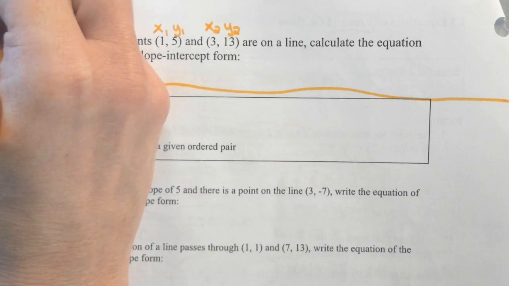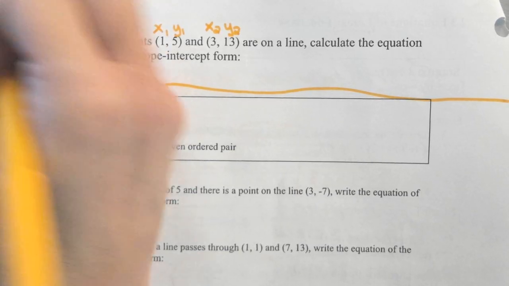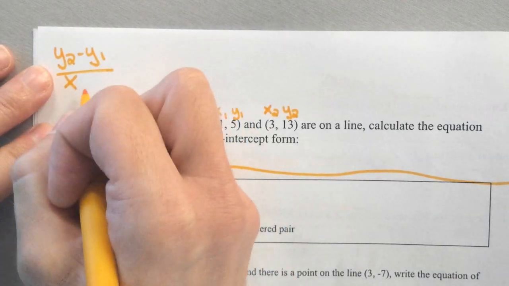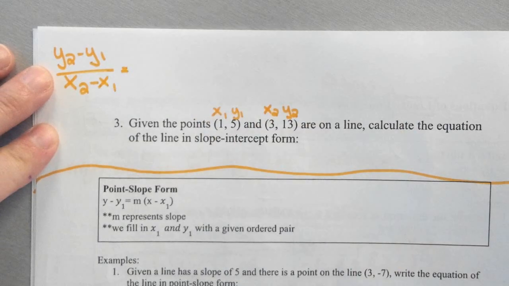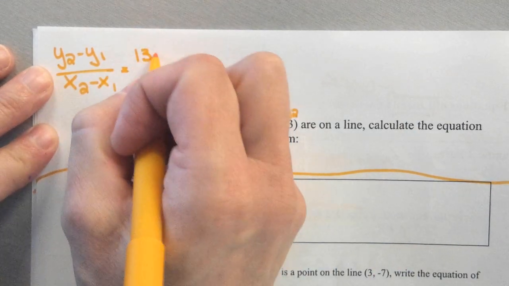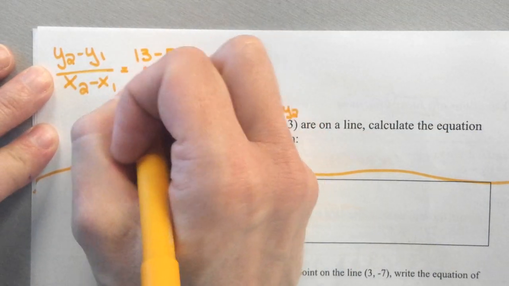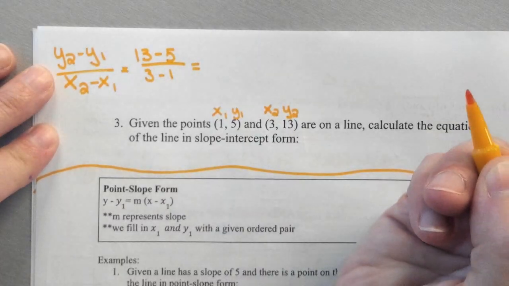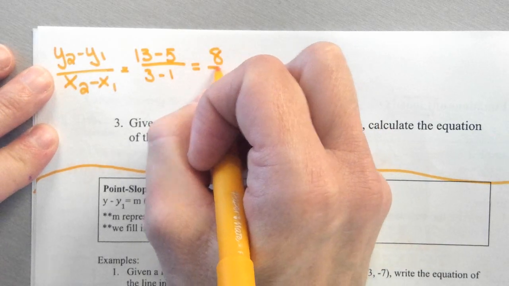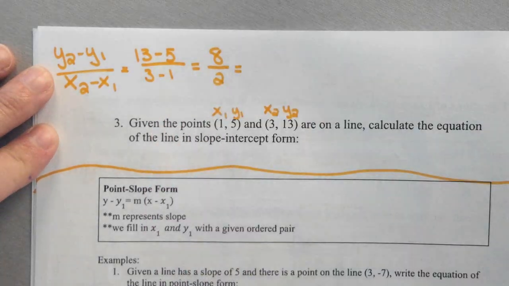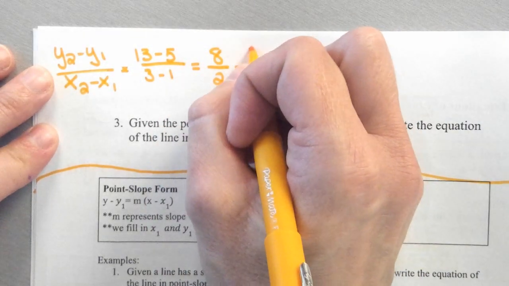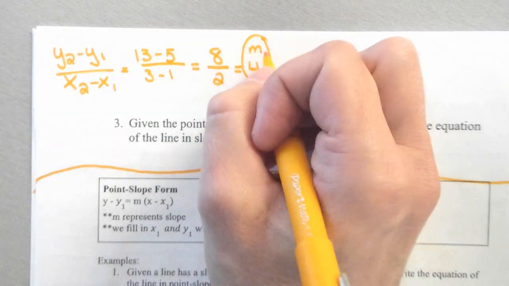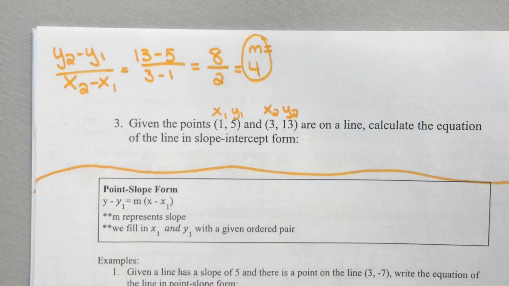So remember y2 minus y1 over, oh, you can't see on your map. There we go. Over x2 minus x1. So I'm going to plug in. So I have 13 minus 5 over 3 minus 1. So 13 minus 5 gives me 8. 3 minus 1 gives me 2. So what's my slope? 4. Well, yeah, it'll end up being 4x when we put it in. But just 4 by itself is the slope. Okay. So we've got the slope.